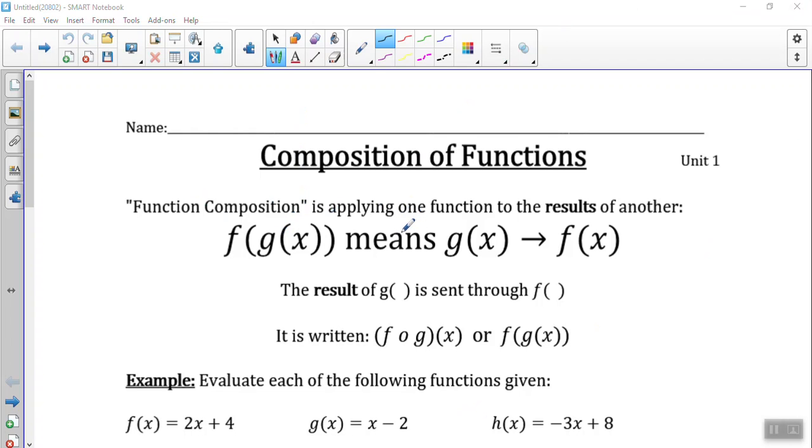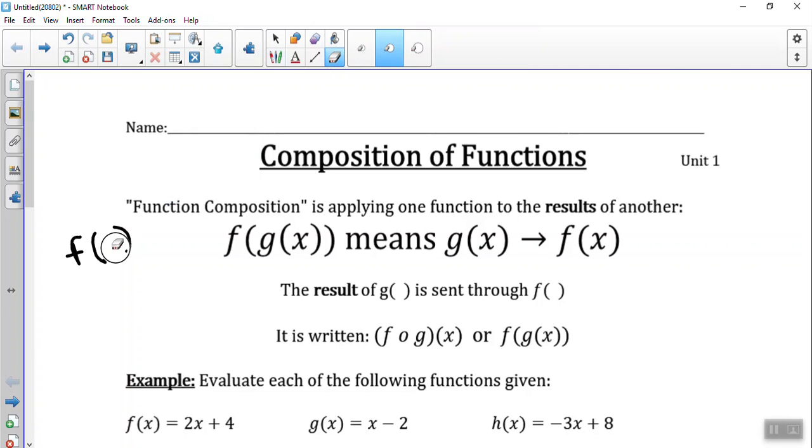Function composition is basically when you're applying one function to the result of another, okay? What that means is we're basically taking a function and putting it inside of another function. Let me just review again how function notation looks. Remember that in function notation, you start by writing the letter that is the name of the function, and then we have some kind of input. So here we have f of x, and we know that my input, whatever I plug in, is x.